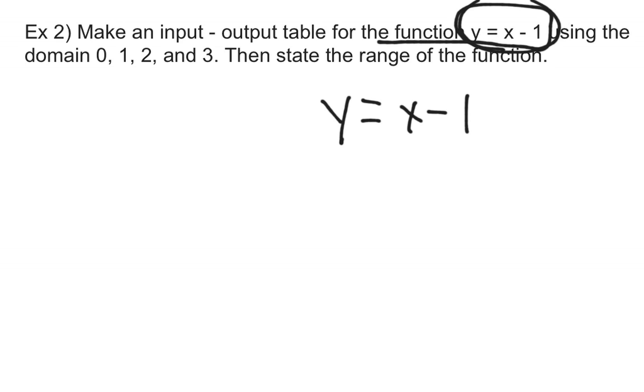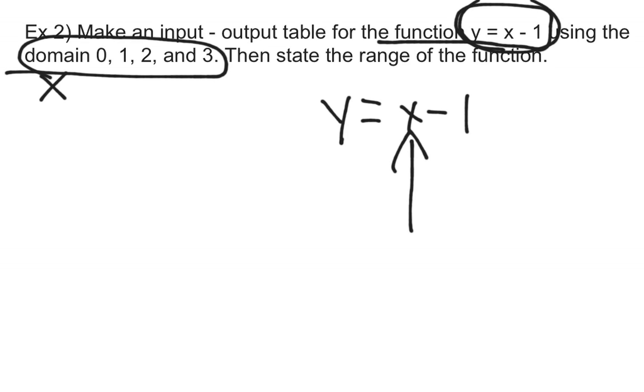It says then using the domain 0, 1, 2, and 3. Well, the domain is the x's. So they're telling me the x's that I'm going to use are going to be 0, 1, 2, and 3. So they're giving me 4 different x's. Then I'm going to have to, one at a time, put them in place of x, and I'm going to get 4 different answers that come out. For each one of the x's I put in, I'm going to get a different answer that comes out. Okay? Now to do that, they do say make an input-output table.